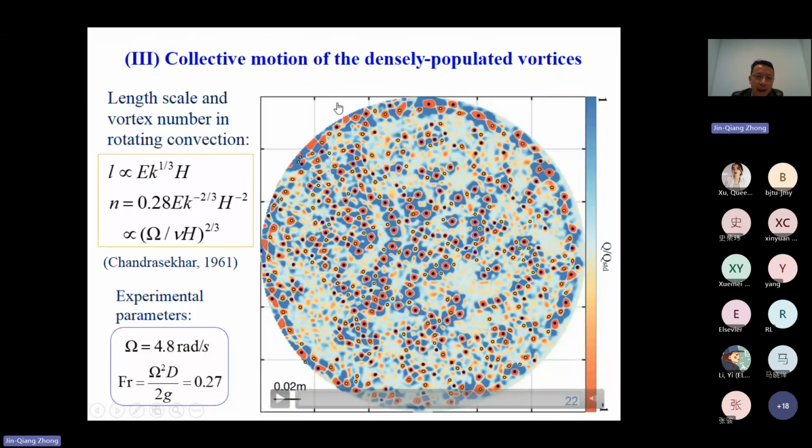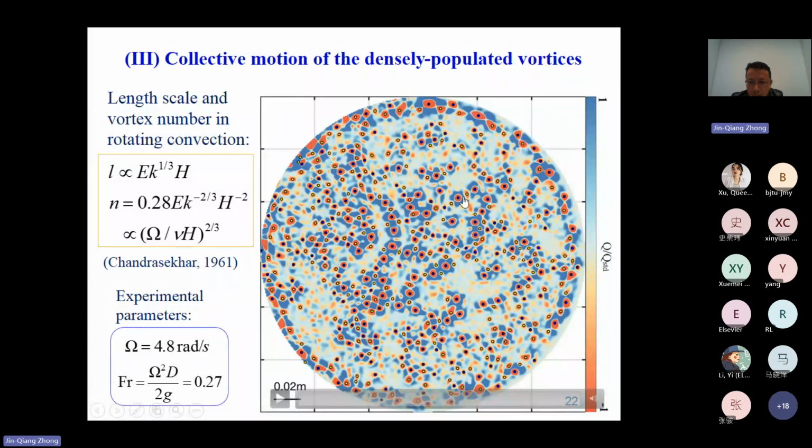In rotating convection, there exists a one-third law for the length scale of the vortices. The horizontal length scale of the vortex L is proportional to the Ekman number to the power of 1/3. The number density N is proportional to the rotating rate to the power of 2/3. Here's another experiment that shows the vortex distribution under rapid rotation. By the way, this 1/3 law suggests that the faster the rotating table, the smaller and denser the vortices become.